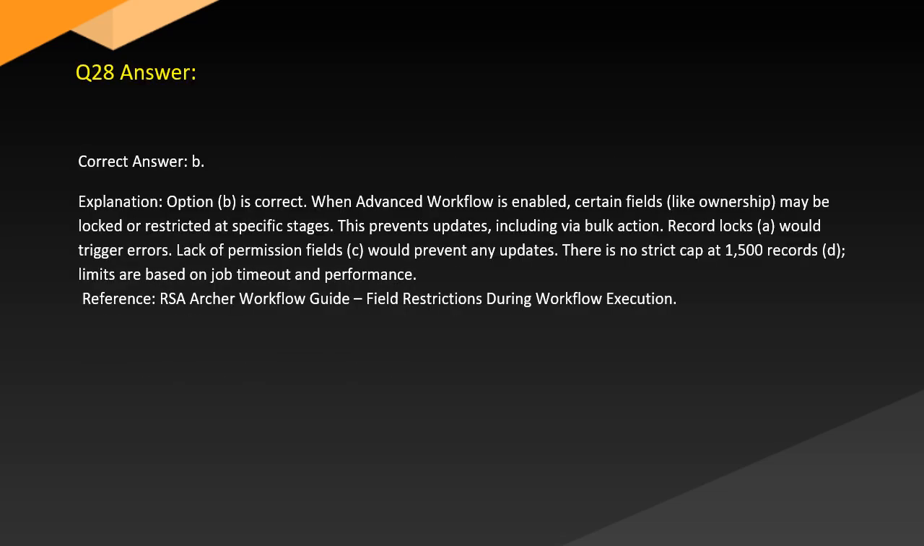Answer. Correct answer B. Explanation. Option B is correct. When advanced workflow is enabled, certain fields like ownership may be locked or restricted at specific stages. This prevents updates, including via bulk action. Record locks A would trigger errors. Lack of permission fields C would prevent any updates. There is no strict cap at 1,500 records. D. Limits are based on job timeout and performance. Reference: RSA Archer Admin Guide, field restrictions during workflow execution.